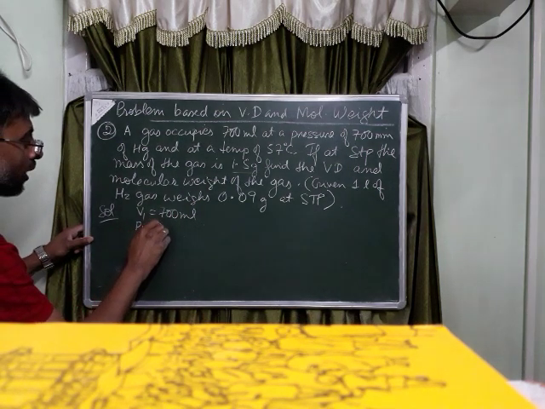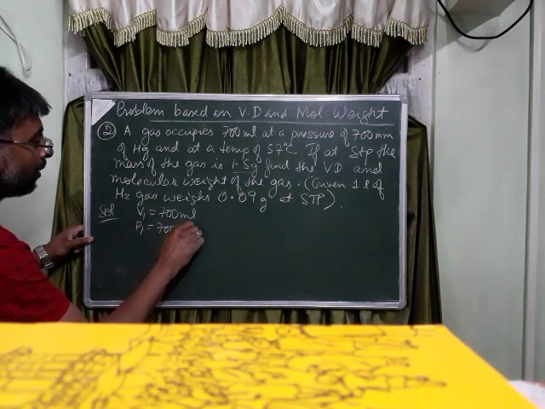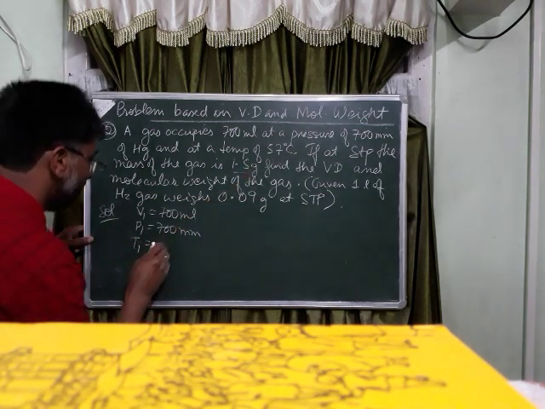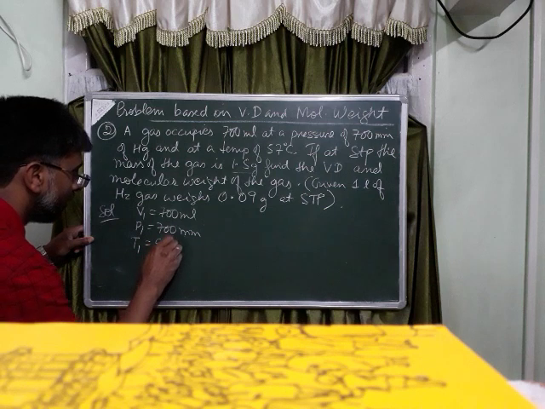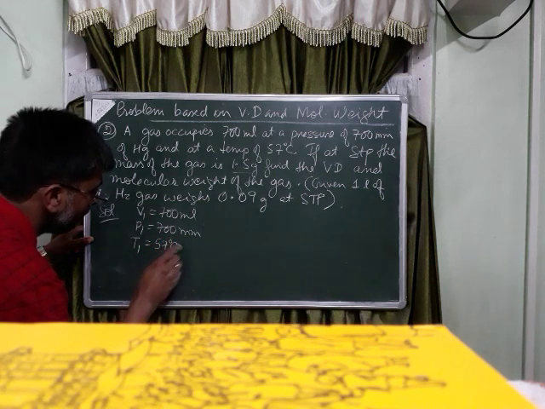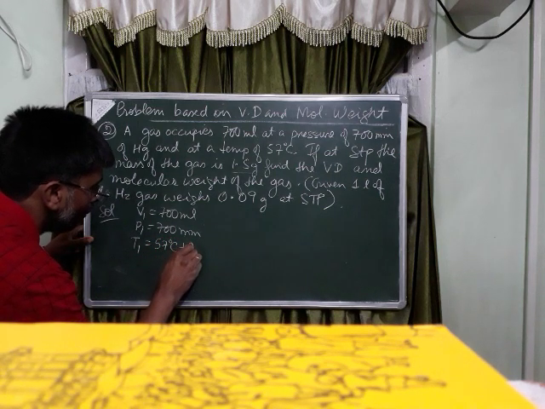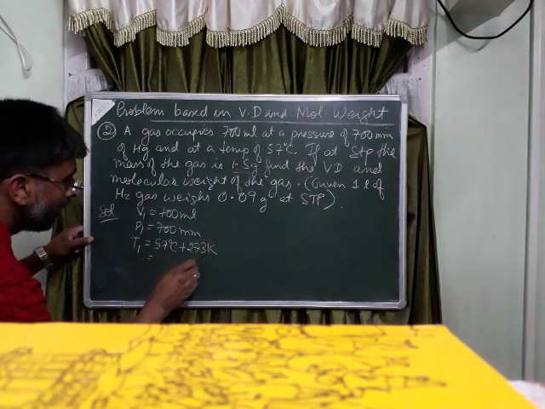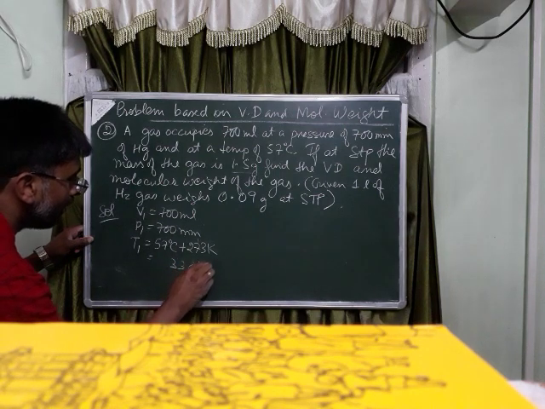P1 is equal to again 700 millimeter of mercury. And temperature 1 is given as 57 degrees Celsius. You have to convert this into Kelvin. So we add 273 Kelvin. So 57 plus 273 gives me 330 Kelvin.